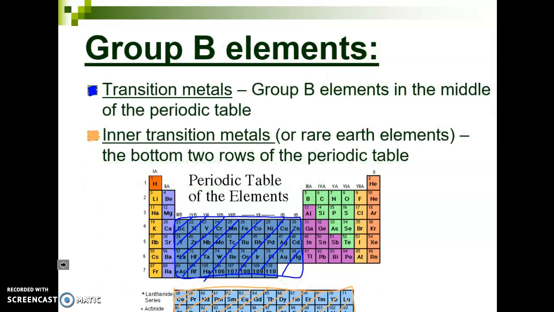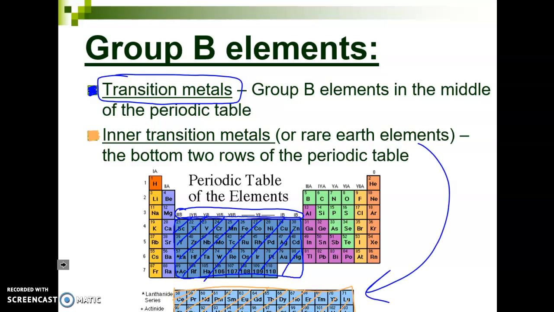And then we have group B elements. You guys probably know that they're called the transition metals. They're the ones here in the middle of the chart that have the number and the letter B, called the group B elements. The transitions are where the D block was, and the inner transitions are going to be down here in where the F block was. We call them the rare earth elements or the inner transition metals.